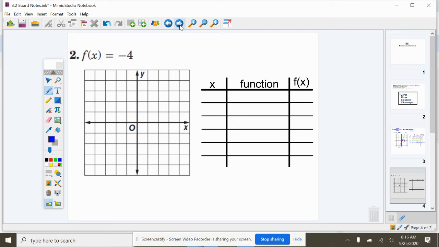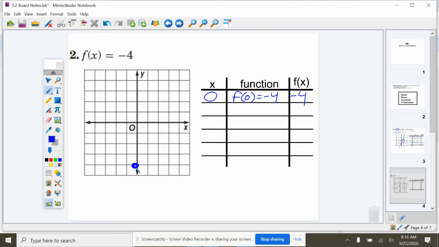Let's pick a point. I'm going to pick a point 0. We're going to put our function in. F of 0 equals -4. Okay, so it equals -4. So I have a point 0, -4. So 0 means no left or right. I'm going to go down 1, 2, 3, 4. And there should be a dot right here.